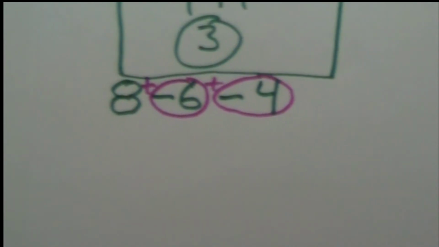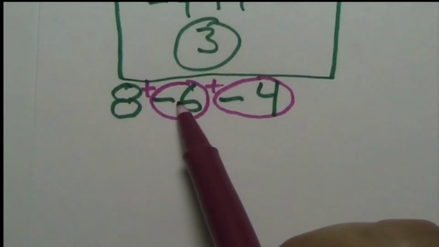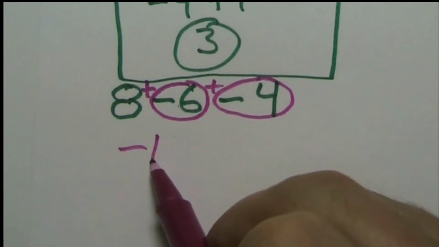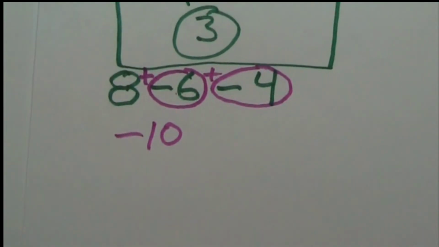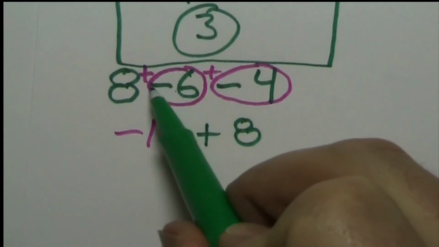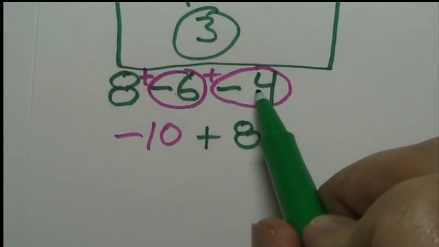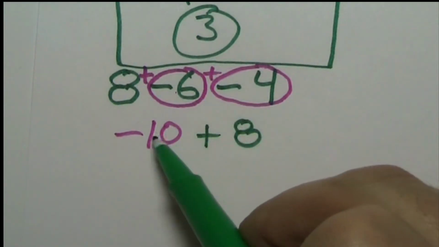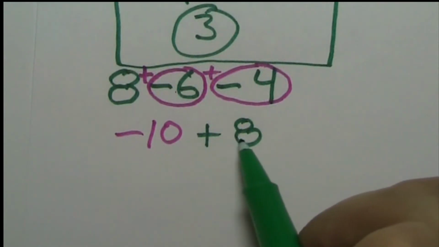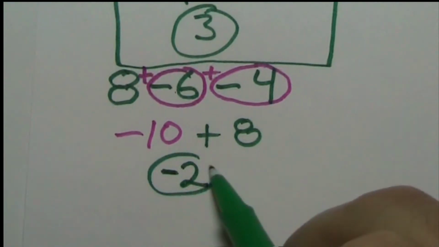Let me zoom in on that. You can see that better. So taking a look at my negatives, I have negative 6 and negative 4. Negative 6 and negative 4 is negative 10. And then I look at my positives. I have positive 8. Minus 6 and negative 6 are the same thing. Minus 4 and negative 4 are the same thing. Then you have 8. Now they're different signs, so you subtract. 10 take away 8 is 2, and there's more negative, so the answer is negative 2.